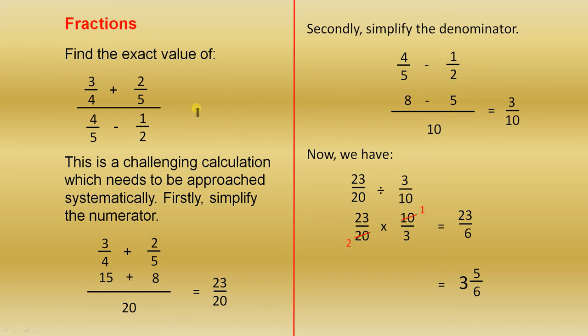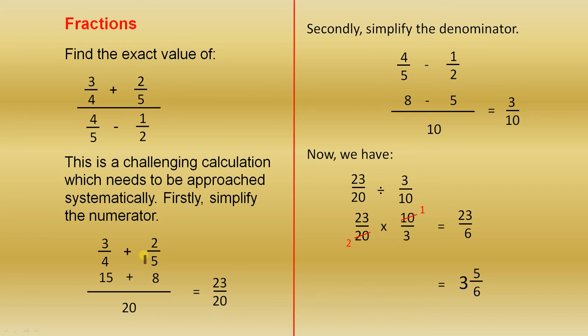Now here's a very tricky little sum to do with fractions. We want to find the exact value of this here. It looks a little bit complicated, and you can get a little bit overawed. This is a challenging calculation which needs to be approached systematically. And this is how we approach it systematically. Firstly, simplify the numerator. So the part on top, 3 on 4 plus 2 on 5.